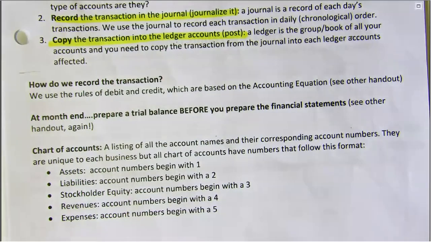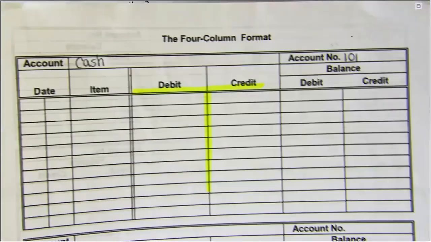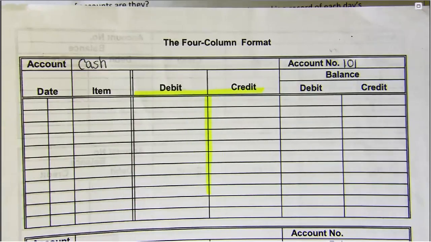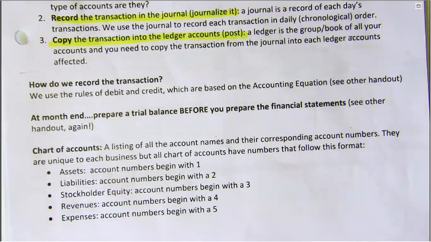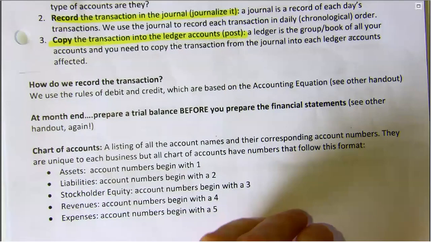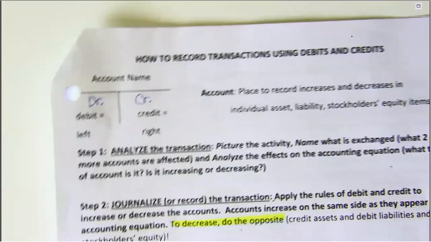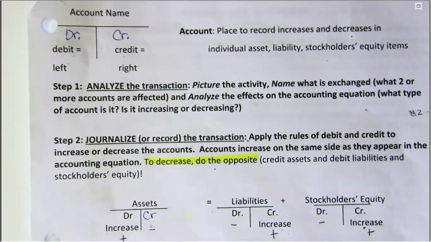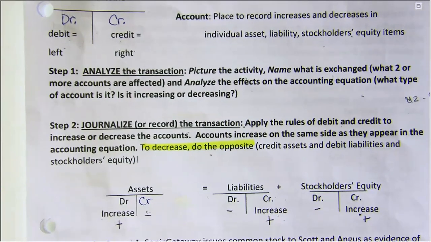Because if every account has their own page, we might need to find a particular account quickly. And if we look at the chart of accounts, it'll give us the account number and we can find it more easily. Okay, so back to our page 3 again. The next step is to journalize or record the transaction.